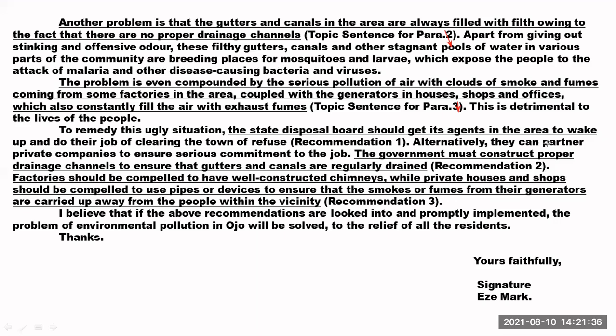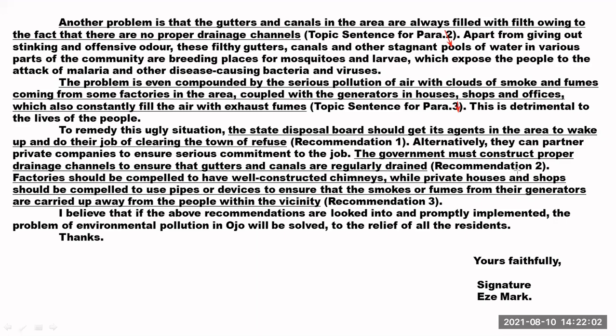Then you say, alternatively, they can partner private companies to ensure serious commitment to the job. Then we come with the second recommendation, which is a solution to the second problem we raised. The government must construct proper drainage channels to ensure that gutters and canals are regularly drained. This is the second recommendation.